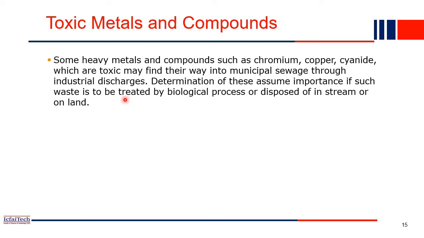Now, the last characteristic of wastewater is the toxic metals and compounds. In the wastewater, many toxic metals will be present, such as heavy metals. Sometimes industrial waste will have heavy metals present in the wastewater, such as chromium, copper, and cyanide also will be present in the water. That is again very much harmful. So we have to remove those toxic metals and their compounds which are present in the water. We first have to find out how much quantity of toxic metals is present in the water, and based on that we can treat the wastewater, and we can remove those toxic metals present in the water.